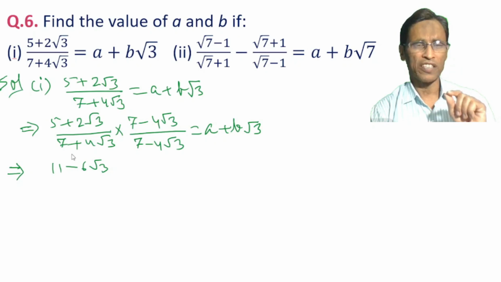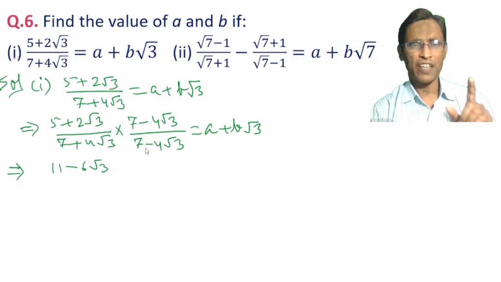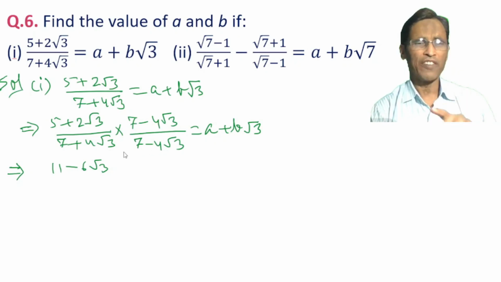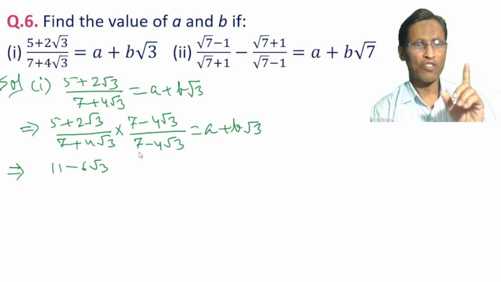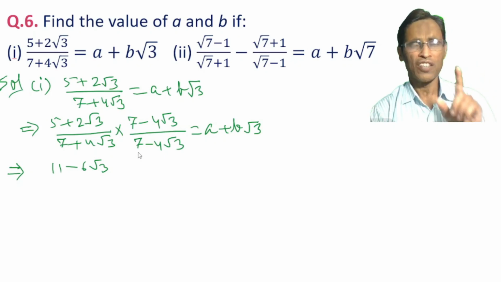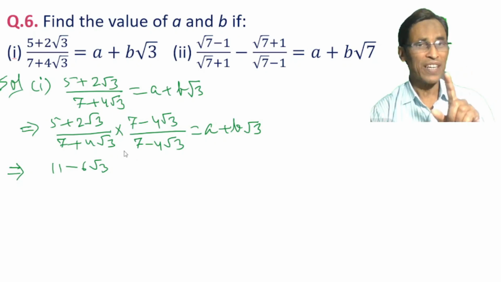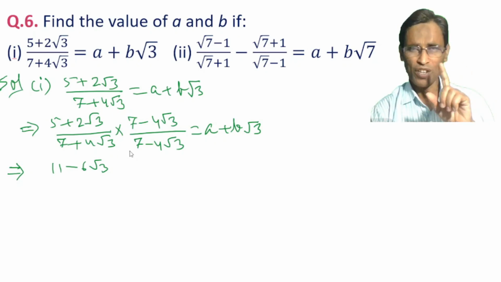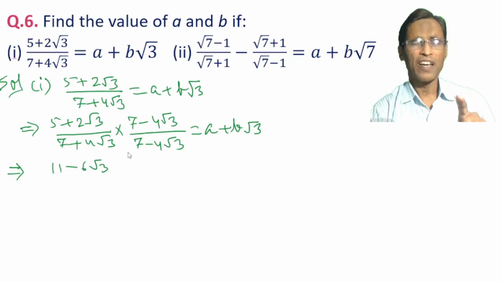In the denominator, 7 plus 4 root 3 and 7 minus 4 root 3. Clearly, we can write it as 7 square minus (4 root 3) square. 7 square means 49, and (4 root 3) square means 16 into root 3 times root 3, which is 3. 16 into 3 is 48. So 49 minus 48 gives 1, and 1 in the denominator is not mentioned.